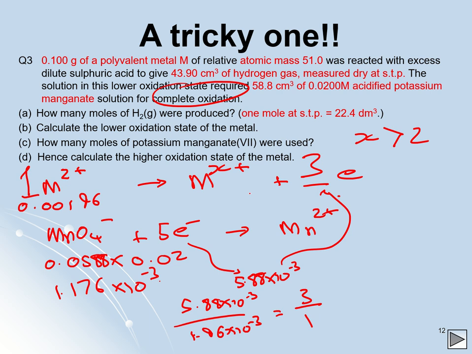So therefore the metal must go from the 2 plus oxidation state up to the plus 5 oxidation state. So the answer to the last part, the higher oxidation state of the metal, is that it is now 5 plus. So it's a tricky little question if you weren't familiar with the style of it, guys, so make sure you are. Okay, hopefully you understand that.